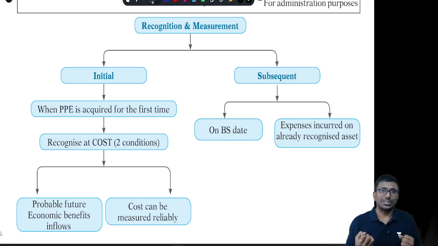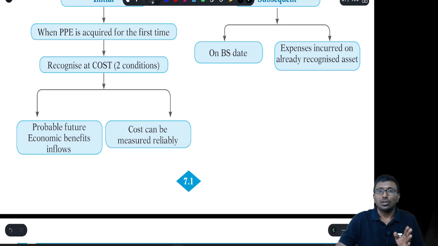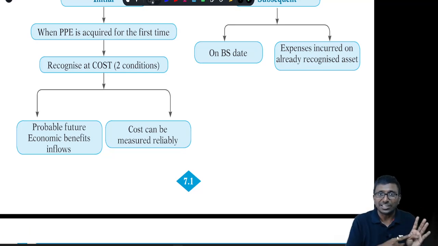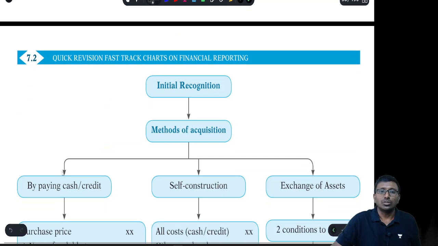Okay, at what amount should I recognize? For that, when are you recognizing, is it at the time of initial recognition or subsequent recognition? Initially, when you are recognizing, it should always be at cost. Subsequently, we will bifurcate into whether it is on the balance sheet date, or subsequently we have incurred some additional expenditure on the existing asset or already recognized asset. If you have spent, what to do? We'll have a discussion about this one.